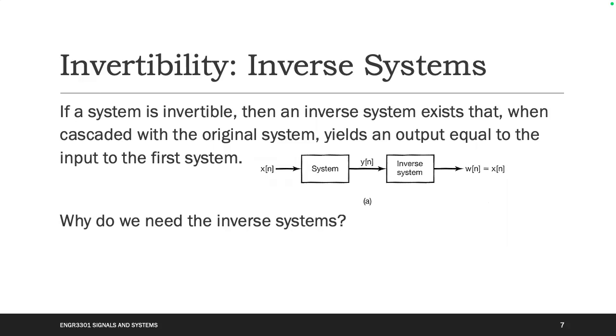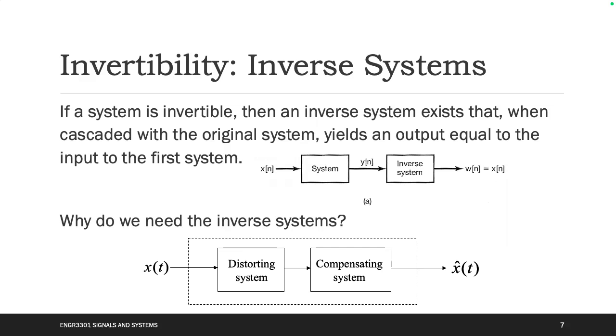When signals go through some systems, they might be changed, distorted. Then you want to get the original one. So that's why we usually need the inverse system.